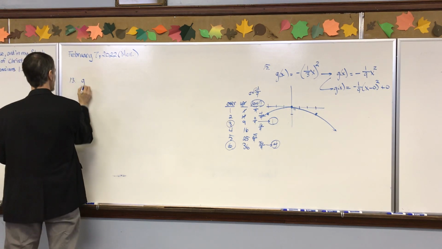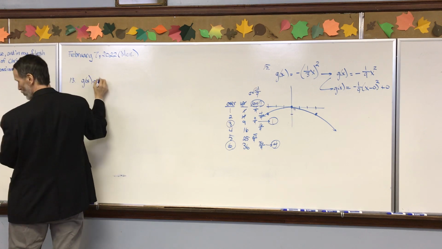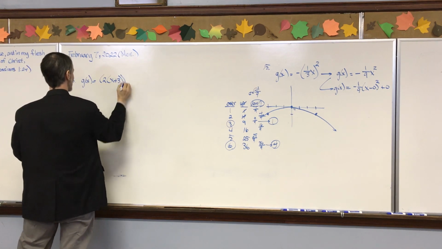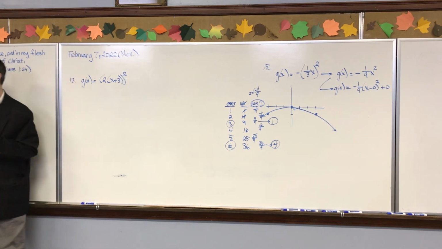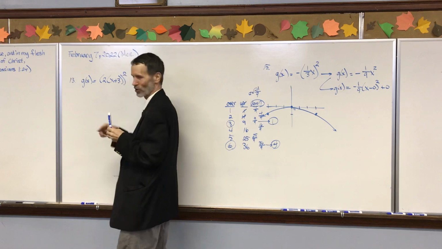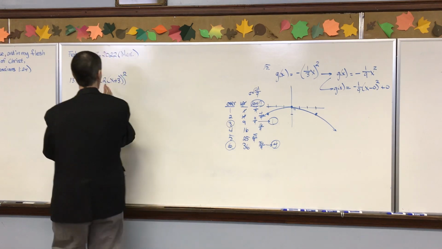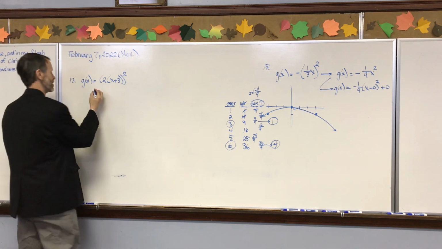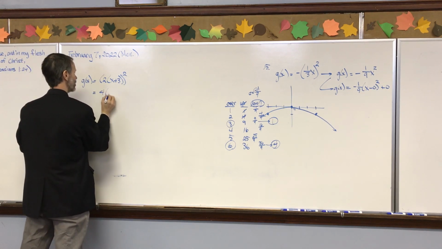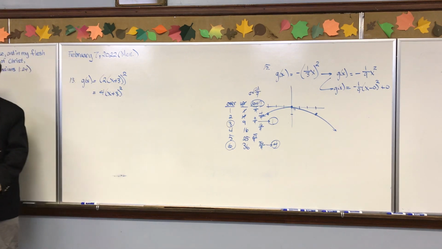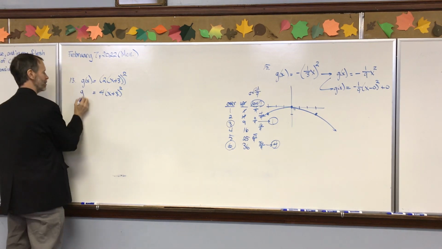So g of x equals 2 times (x plus 3) squared. It's not in vertex form yet. We've got to square this. It's 2(x plus 3) times 2(x plus 3). What you get is 4(x plus 3) squared. Does that make sense?